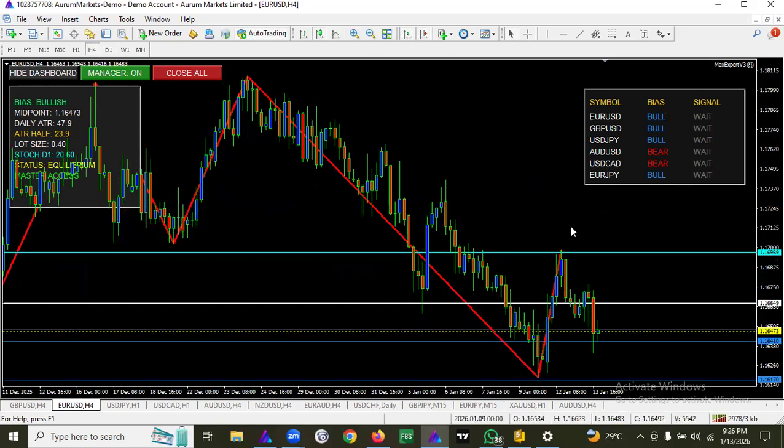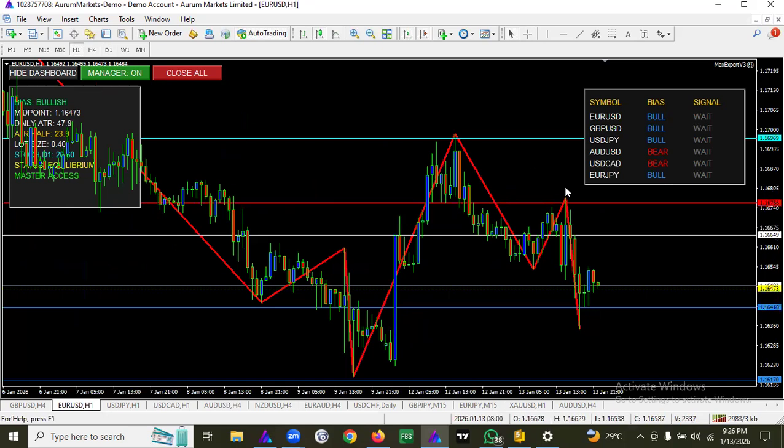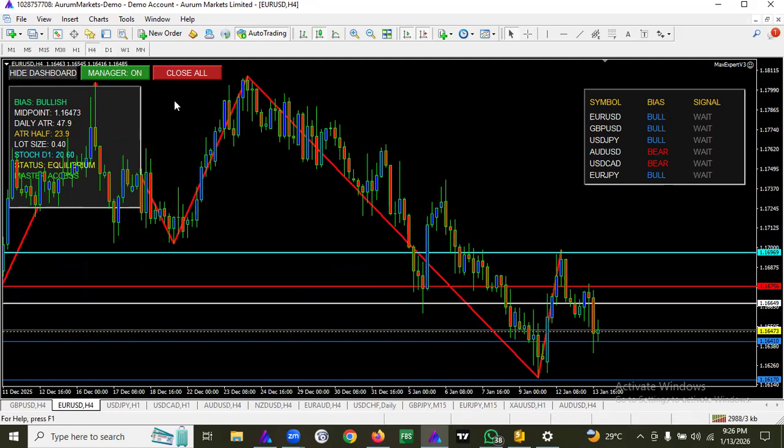Let's see for ourselves. So you can see the trap they created here. This is a trap. Let's go to page one. So let me work with this. You can see there is a fair value gap that was created, a very tiny fair value gap on 4 hour.